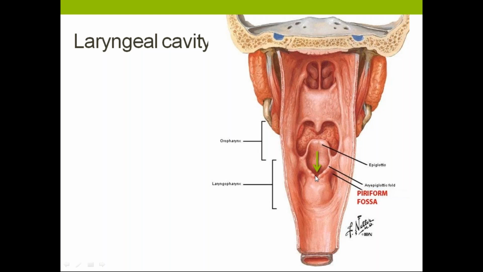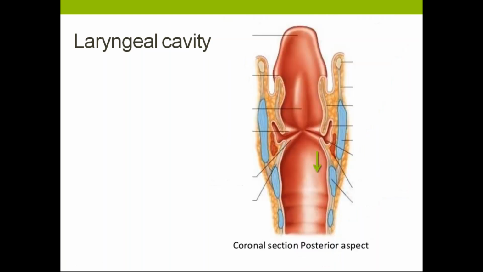See, this green color arrow is the inlet of the larynx. So it is bounded in front by the epiglottis, on either side by the aryepiglottic fold, and behind by the interarytenoid fold of mucous membrane. Okay. So it is bounded on each side by the folds.